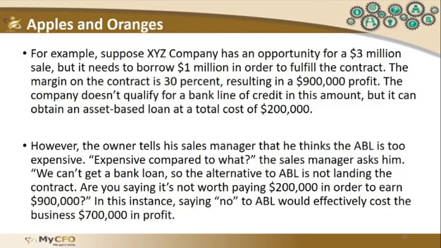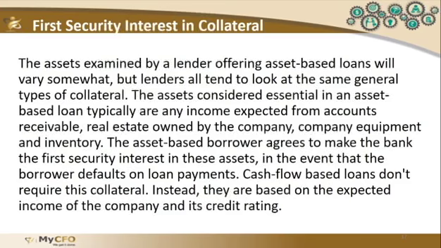If you can obtain a traditional bank loan or line of credit, then you should probably go ahead and get it. But if you can't, make sure you compare ABL to your true alternatives. When viewed in this light, an ABL often becomes a very smart and cost-effective financing option. Generally, an asset-based lender has a first security interest in the collateral. The assets examined by the lender offering asset-based loans will vary somewhat, but lenders all tend to look at the same general types of collateral.